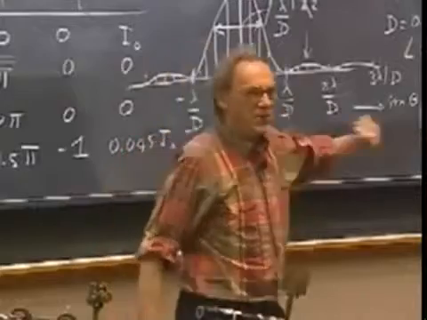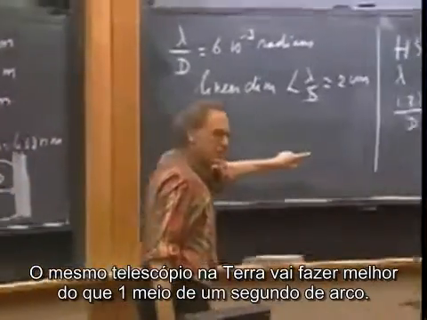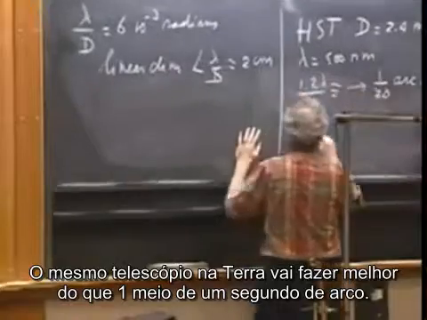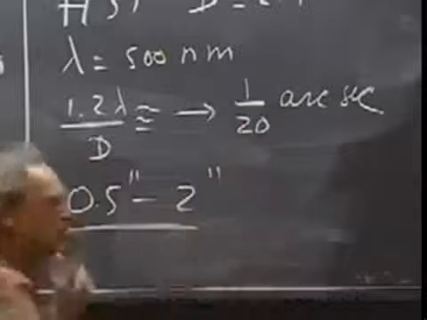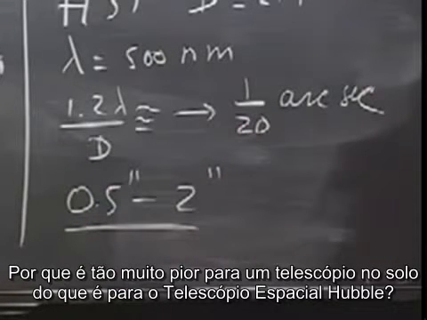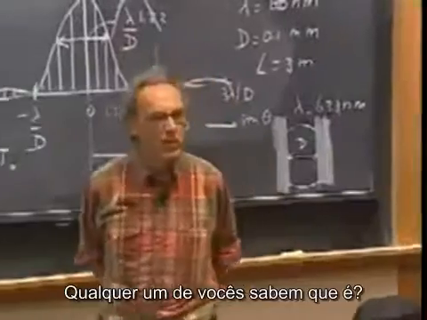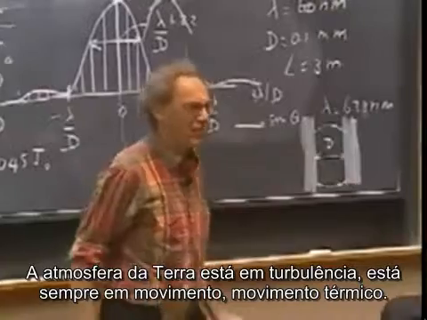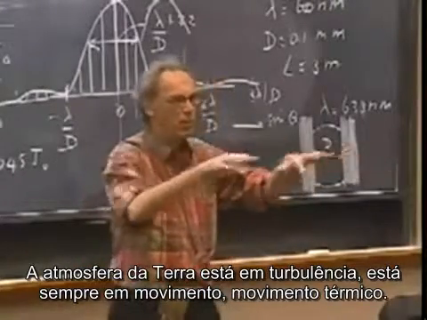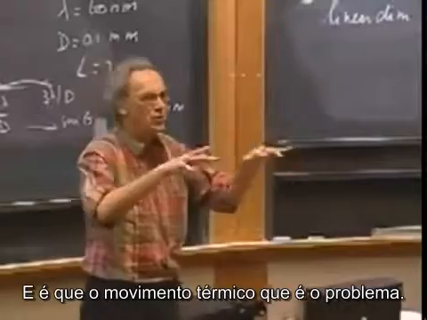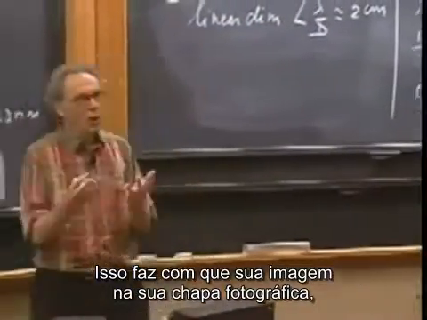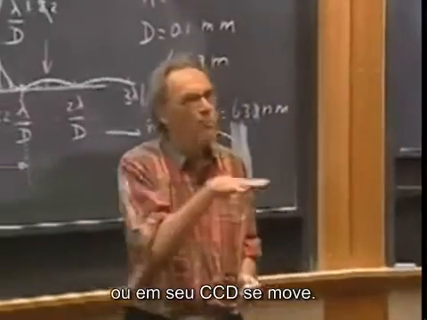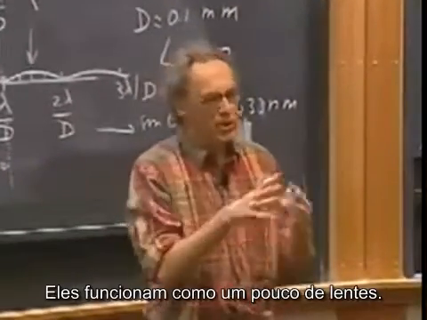The same telescope on Earth would do no better than half an arc second, to maybe even 2 arc seconds. Why is it so much worse for a telescope on the ground than it is for Hubble Space Telescope? Any one of you know that? Atmosphere. The Earth's atmosphere is in turbulence, is always in motion, thermal motion. And it is that thermal motion that is the problem. That makes your image on your photographic plate or on your CCD move around. They work like little lenses, and so it broadens it.